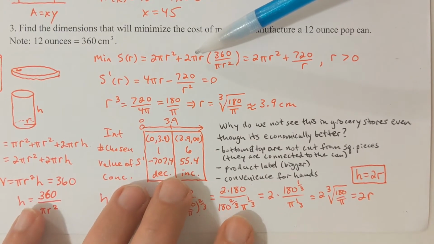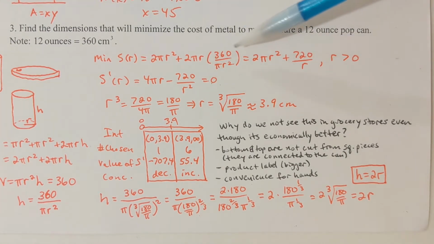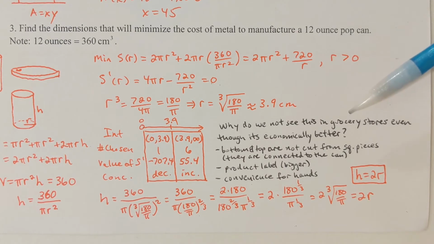We simplify, okay, pi is going to cancel there. 2 times 360 is 720. R would cancel with one of the r's in the denominator.